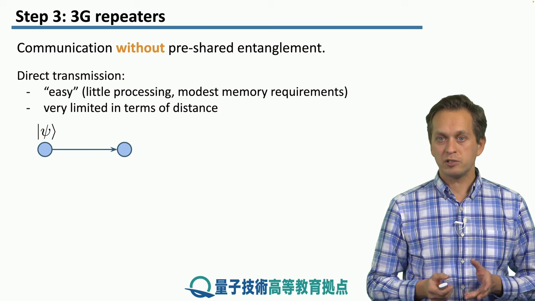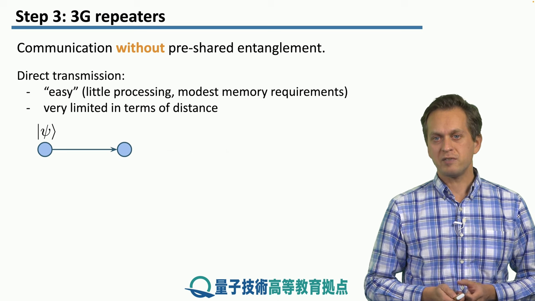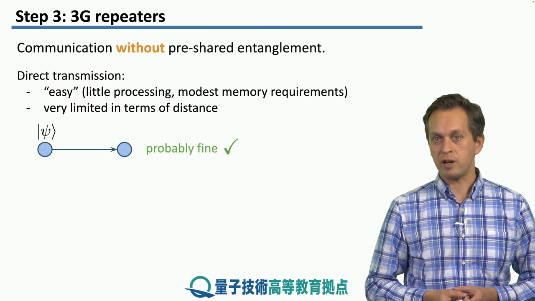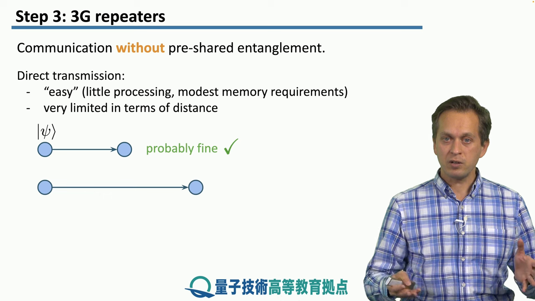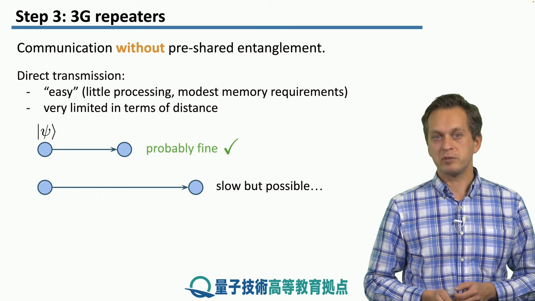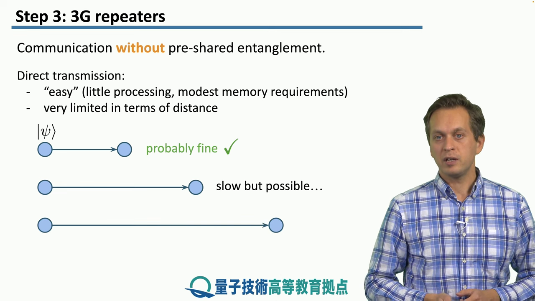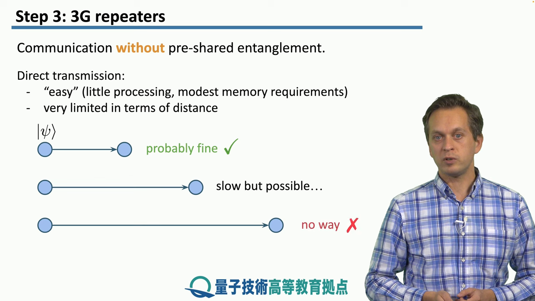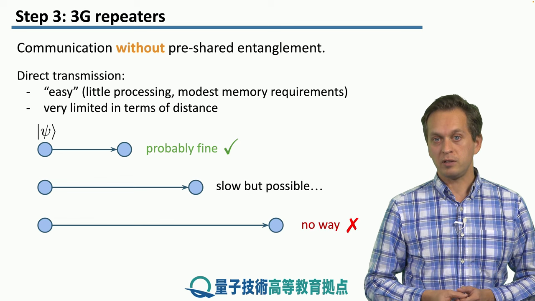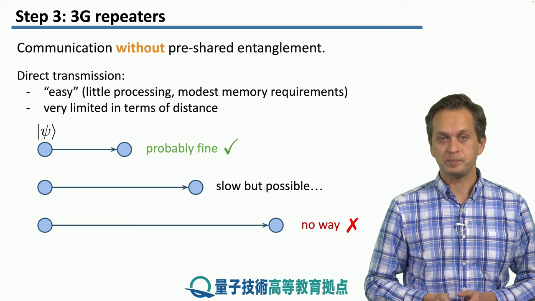If the distance is short, then we can send our qubit psi directly. And there's a fairly okay chance that it's going to arrive. If the distance gets longer, we might have to wait a little bit longer as well, but it's still possible. But if this distance increases past a certain point, then there's almost no chance that we're going to communicate. We're almost always going to lose the qubit due to the attenuation in the fiber.